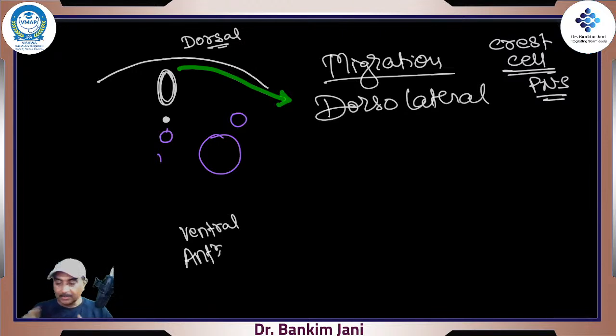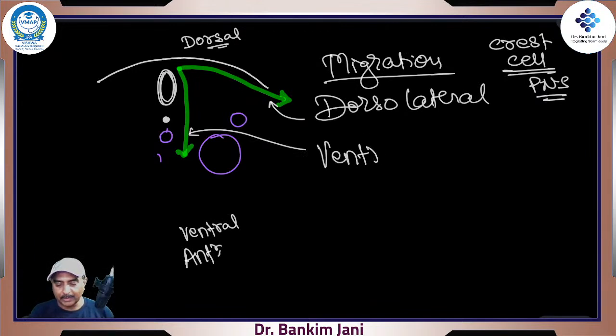Then the second movement would be the ventral movement. This is dorsal, this is ventral, so it should move like this. So these are the two migrations: one that is the dorsolateral, and the second migration, that would be the ventral migration of the neural crest. This will be of great importance as we proceed.